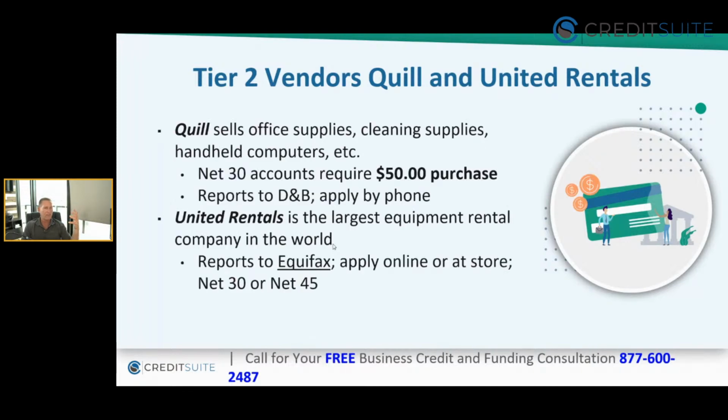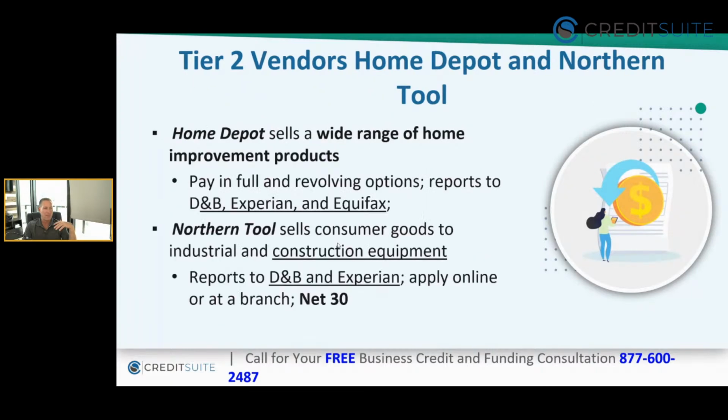So we look at Quill, they sell office supplies. We look at United Rentals. They're the largest equipment rental company in the world. You're going to need access to equipment to rehab properties, right? They report to Equifax, with net 30, net 45 terms that give you time before the money has to be paid back. Home Depot, obviously, we know what they do.